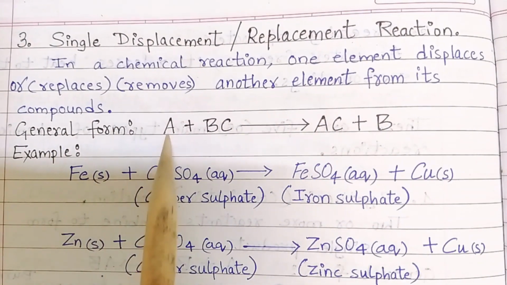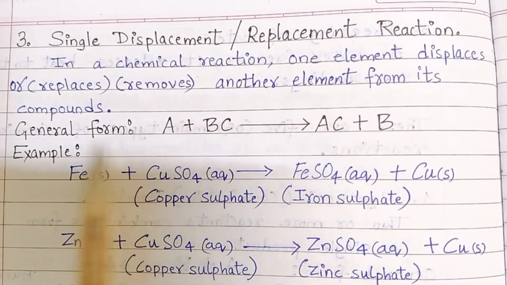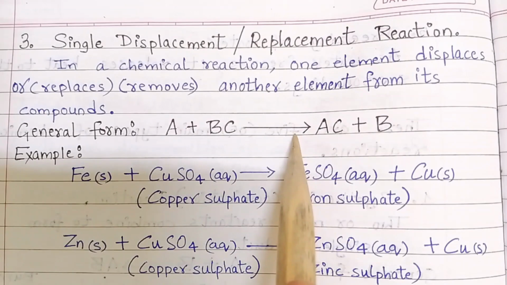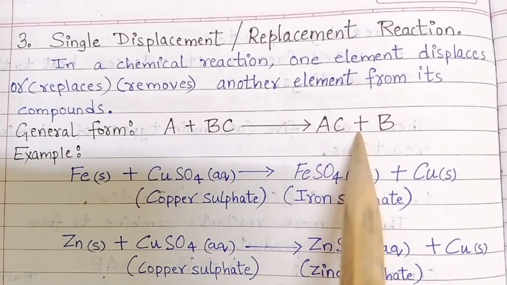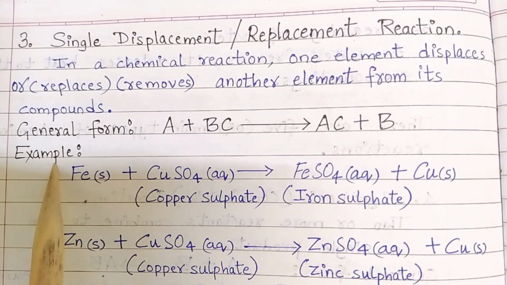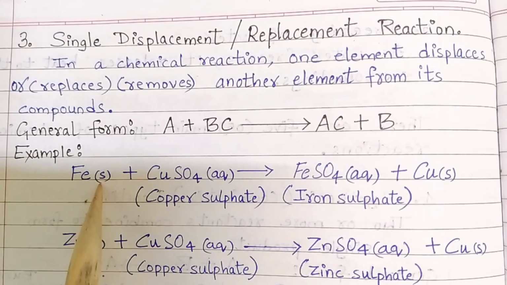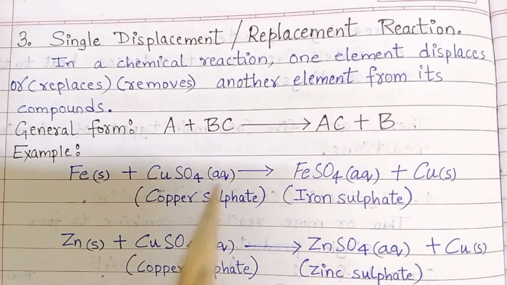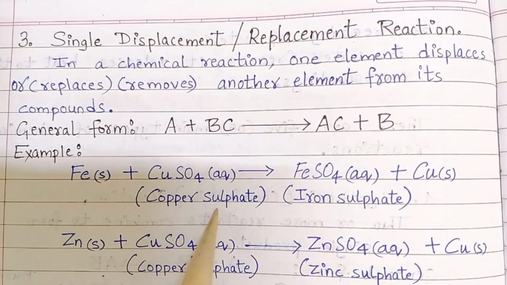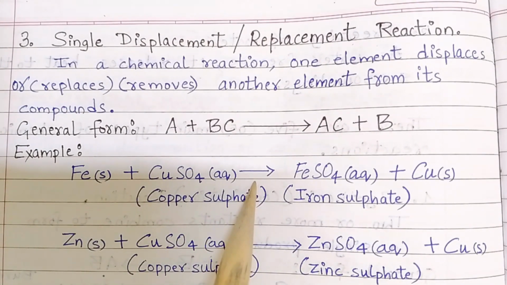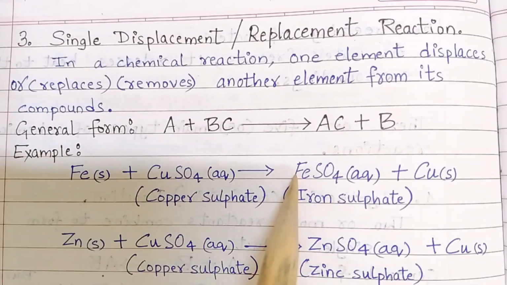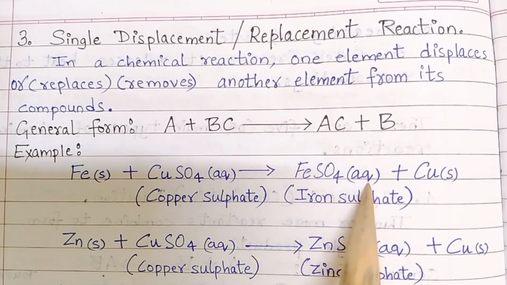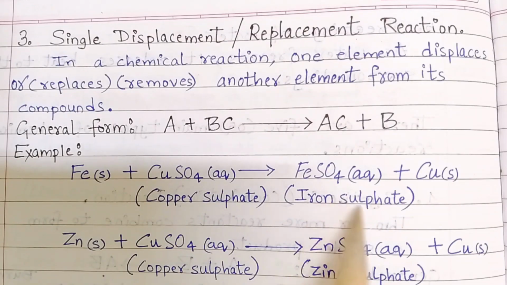General form: A plus BC, forward reaction type AC plus B. Example: Fe solid plus CuSO4 aqueous solution, that is copper sulfate, forward reaction FeSO4 aqueous solution, that is iron sulfate.